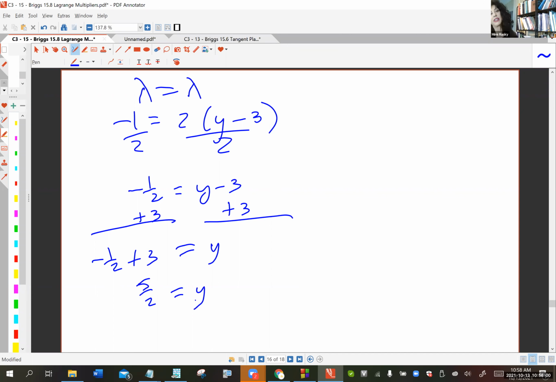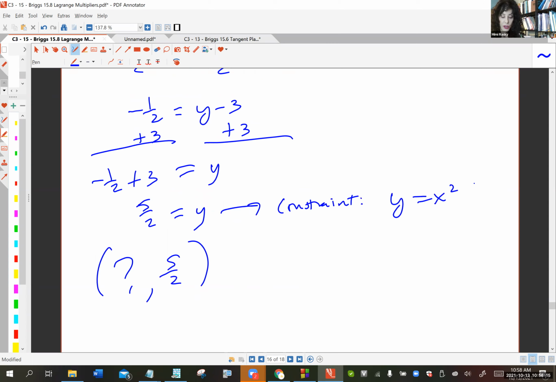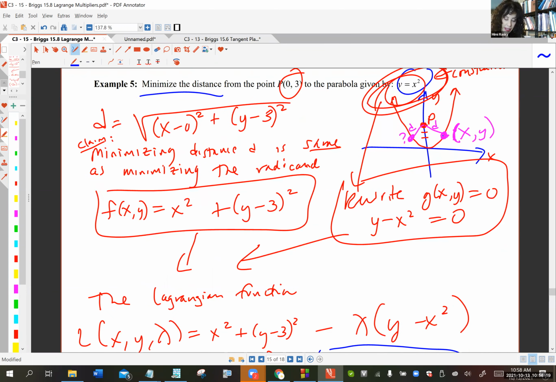Now, how do you get the x coordinate? You got a y coordinate because you were solving the system. This is what we have so far. y is 5/2. What's the x? Well, use your constraint. The constraint is the parabola. If you look at the picture again, let me remind us that we're trying to find the coordinates of this mystery point.